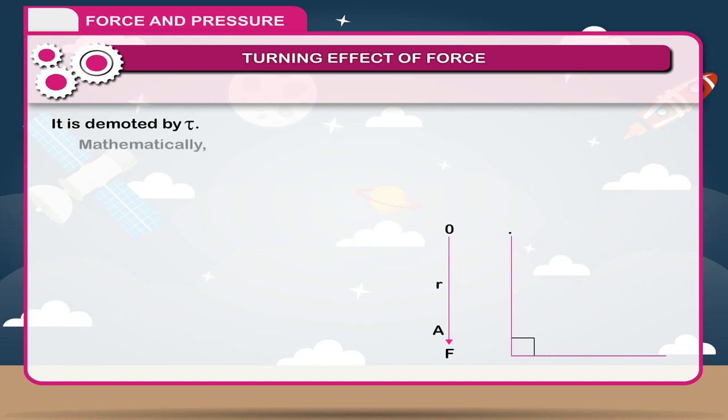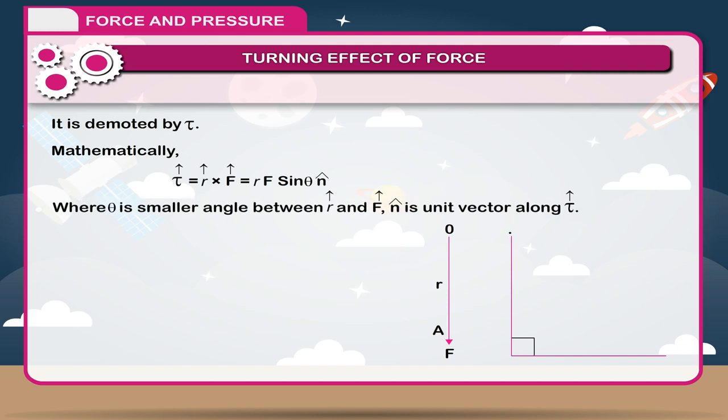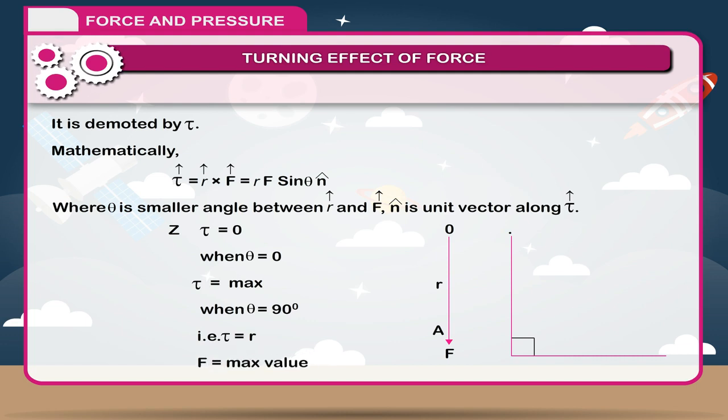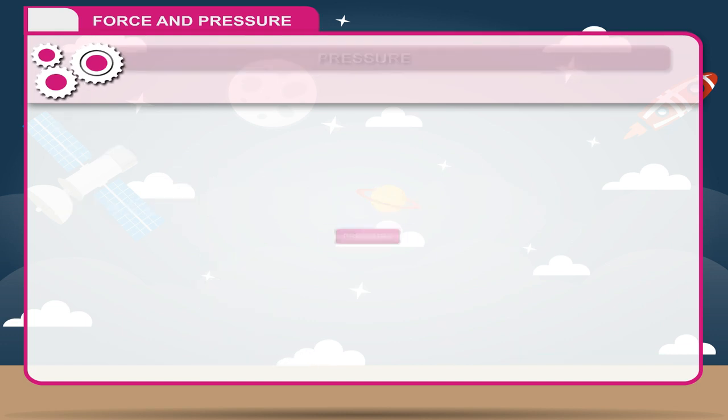Mathematically, torque τ = r × F = rF sin θ n, where θ is the smaller angle between r and F, and n is the unit vector along the torque. Torque is equal to 0 when θ is equal to 0, and maximum when θ is equal to 90 degrees.